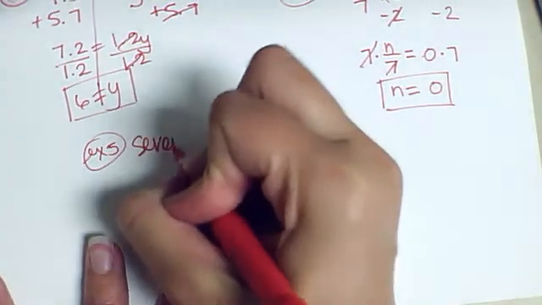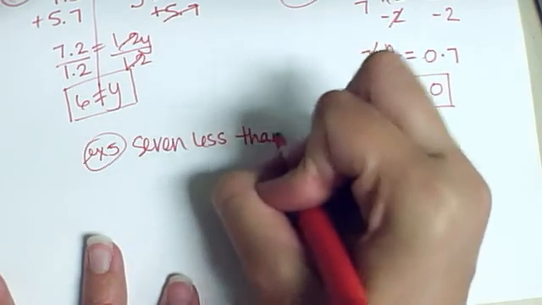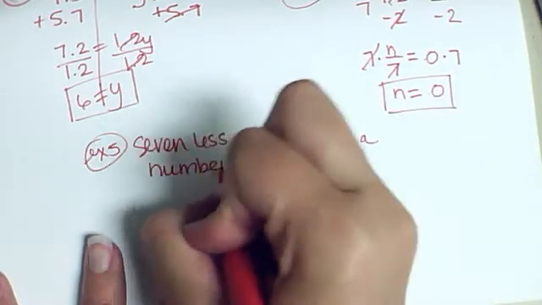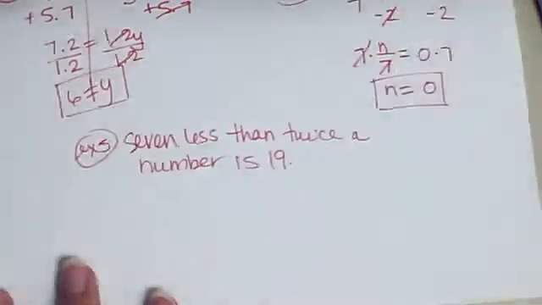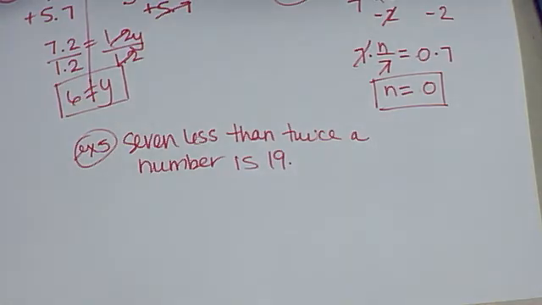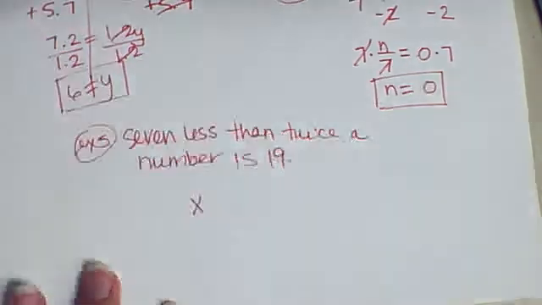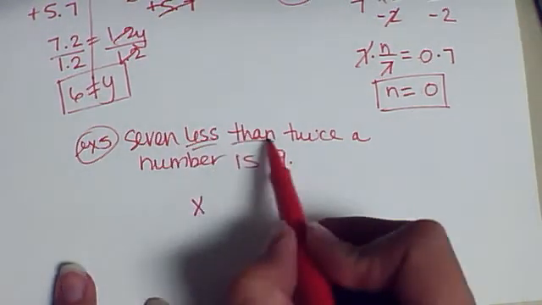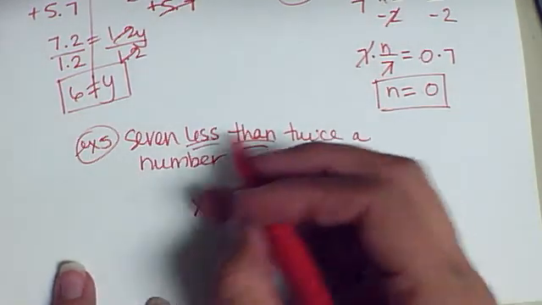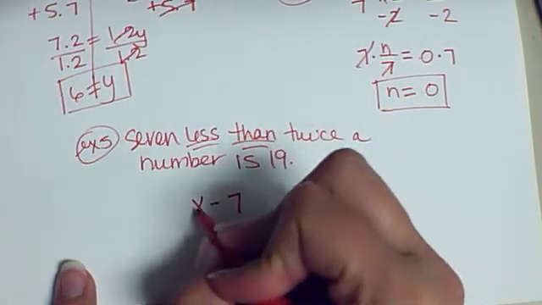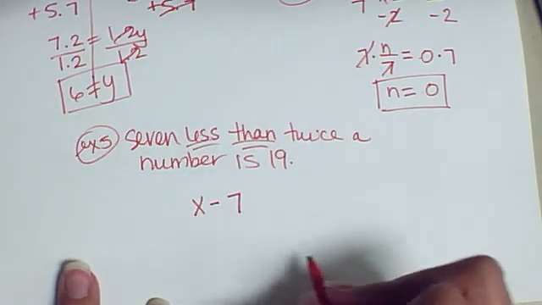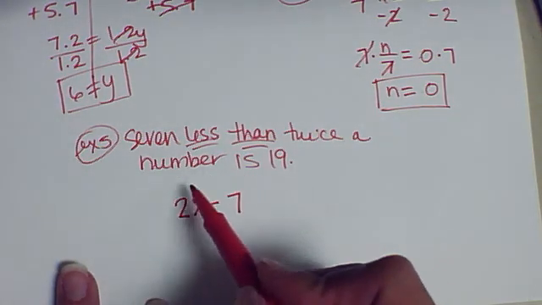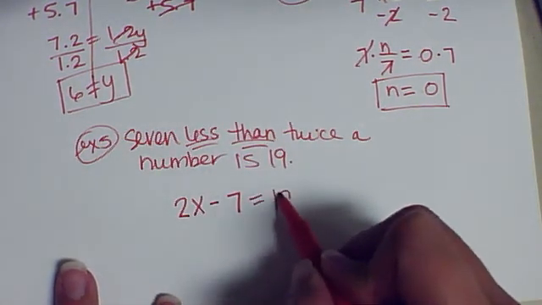7 less than twice a number is 19. Okay, we talked about in class that a number represents a variable. So let's use x. Now let's go through the equation and put our pieces in. 7 less than. Remember the phrase less than means it comes after. So 7 less than twice a number, 7 less than whatever this is going to be. So I take it off the end. Twice a number means 2 times that number x. So 7 less than twice a number means 2x minus 7 equals 19.